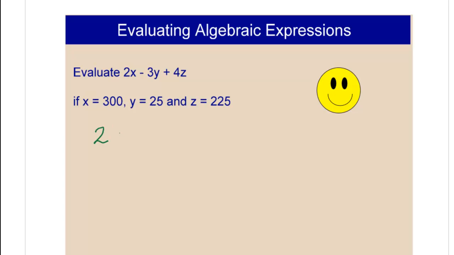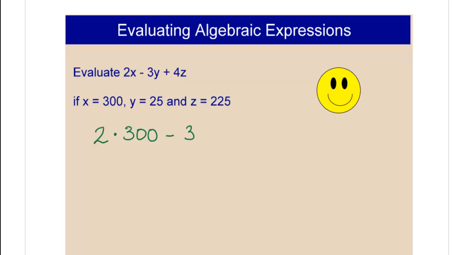So I'm going to write 2 times 300, and I'm going to use a dot for my time symbol. Since we're dealing with variables now, we don't want to use the x for multiplication because it gets confusing. Does the x mean multiplication or does the x mean a variable? So I'm just going to use a dot for times, though you can also use parentheses.